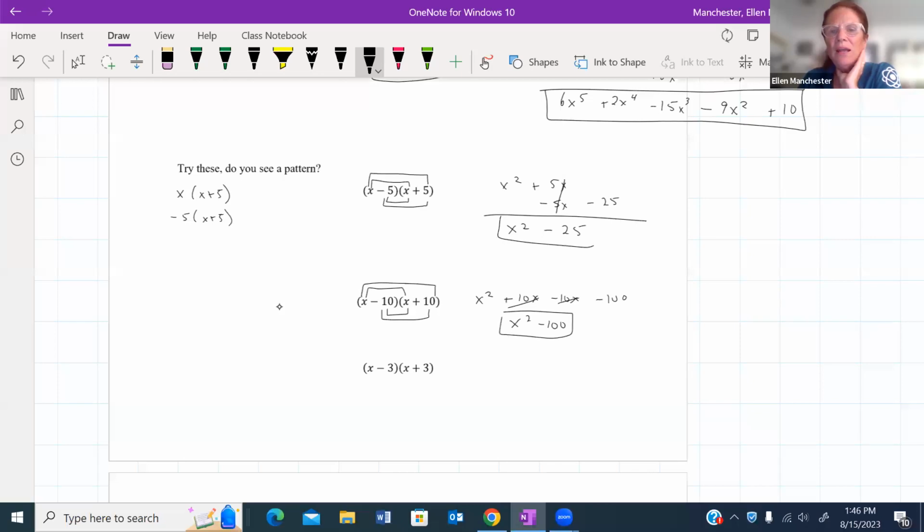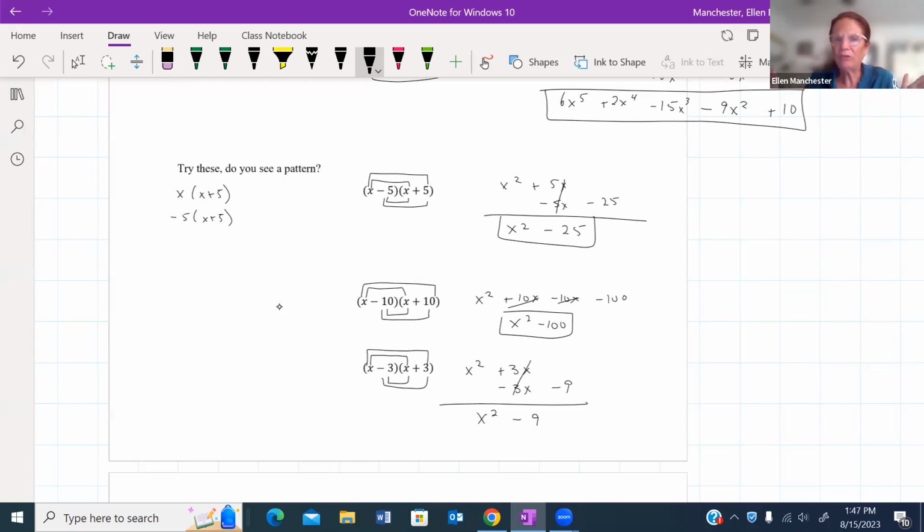Okay, so this one I lined them up, this one I did not. I'm trying to show you different ways to do it so that you can pick a way that you like and stick with it. Okay, let's try one more and see if you can find a pattern. First, outside, inside, last. When I add them, those cancel and I get x squared minus 9. So what are the things that you notice?